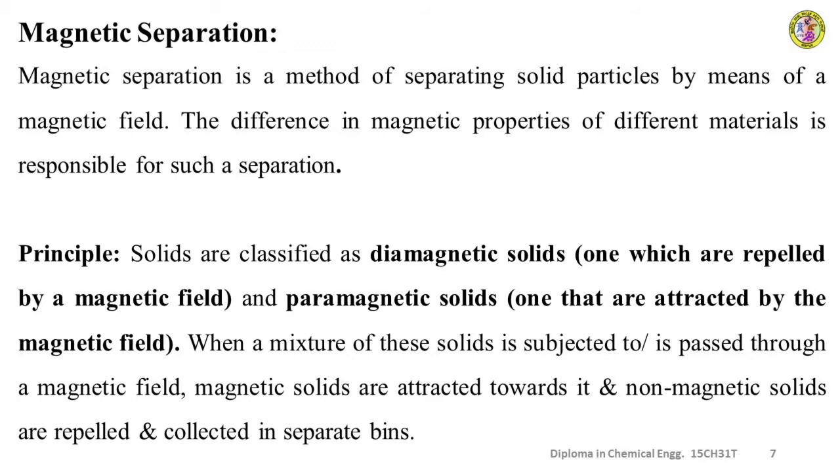So when the magnetic field attracts the paramagnetic particles, those particles will be collected as a separate fraction, and the diamagnetic particles will be repelled by the magnetic field, so they will be collected at a place away from the magnetic field. So that is how we can collect the two different types of particles in the given mixture in two different separate bins.